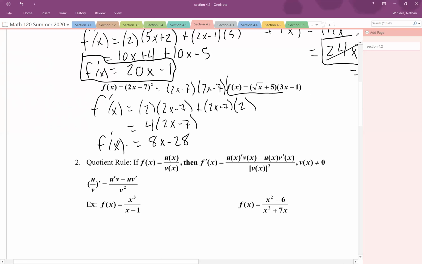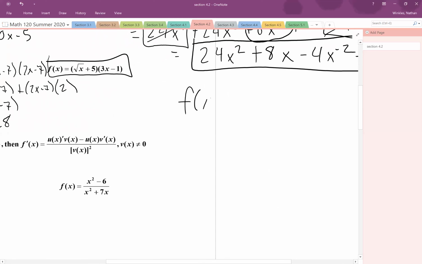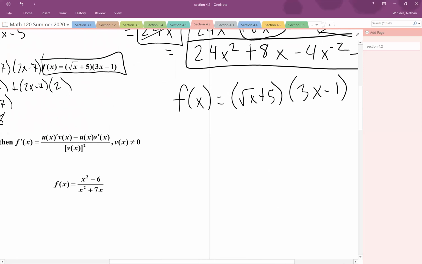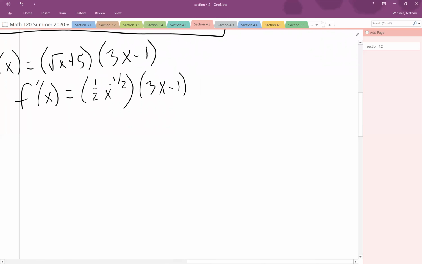For our next function here, I'm going to rewrite it over here. f of x equals the square root of x plus 5 times 3x minus 1. So if we find its derivative, f prime of x is equal to the derivative of the first one, which is 1/2 x to the negative 1/2 times our 3x minus 1, plus the square root of x plus 5 times the derivative of 3x minus 1, which is 3.